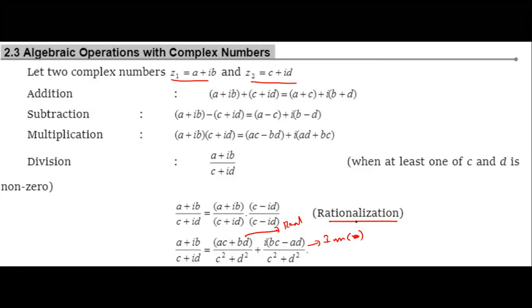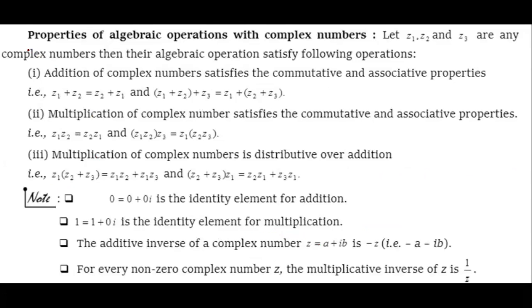It's very easy. Dear friends, see, and what conditions apply? At least one of C and D must be non-zero. If both are zero, it is meaningless to discuss. Now see, once again writing just to discuss. Complex numbers satisfy the commutative property and associative property. 2 plus 3, 3 plus 2. Like that, applicable for 2 or 3 complex numbers minimum. Same for the multiplication rule.